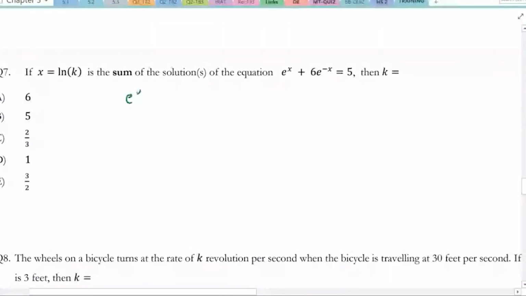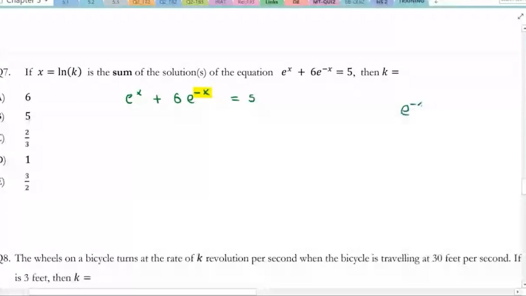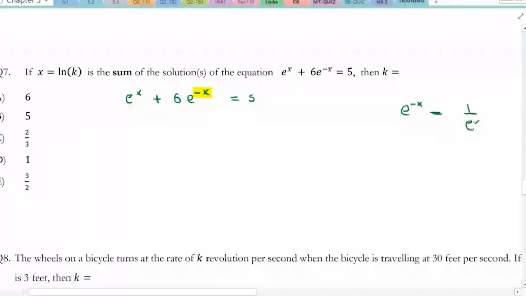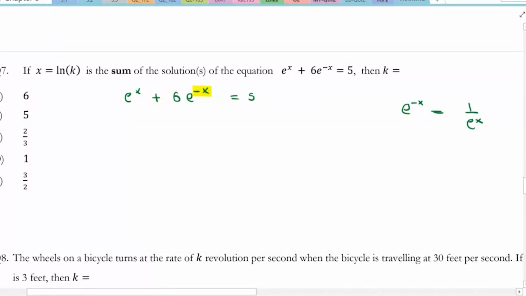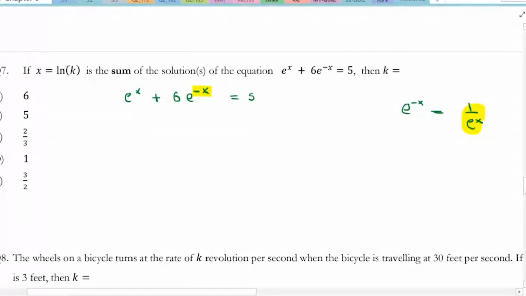We have e to the power of x plus 6e to the power of minus x is equal to 5. Now, you will agree with me that e to the power of minus x is a fraction because it is going to be 1 over e to the power of x. Now, dealing with fraction is not something to play with. So what can we do to remove this fraction? We can multiply both sides by e to the power of x to remove the fraction.